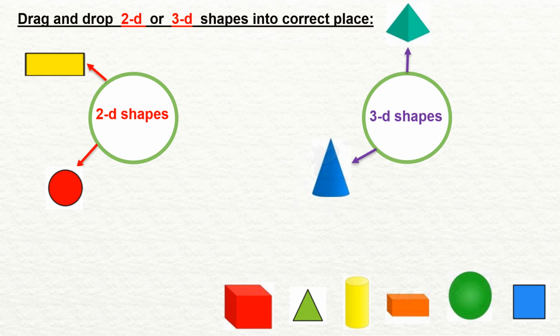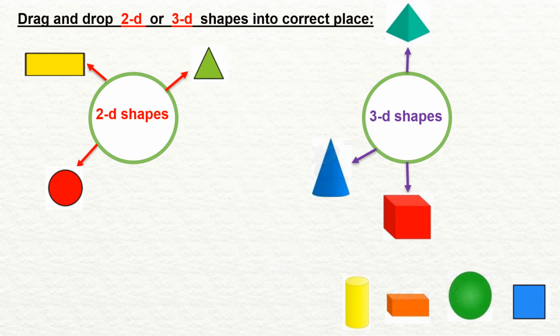Then we have a cube. The cube has 3 dimensions. So it will go with 3D shapes. The next shape is triangle. It has just 2 dimensions. So it will go with 2D shapes.